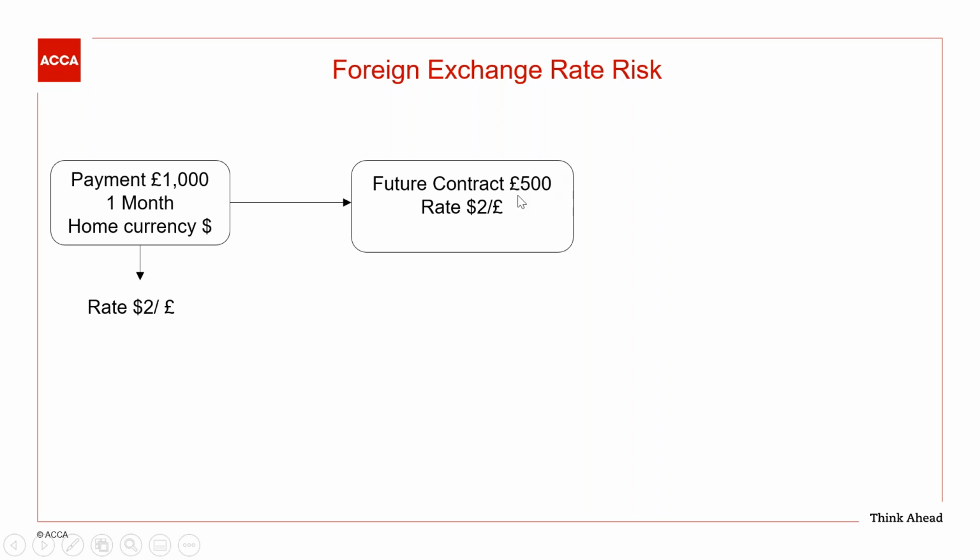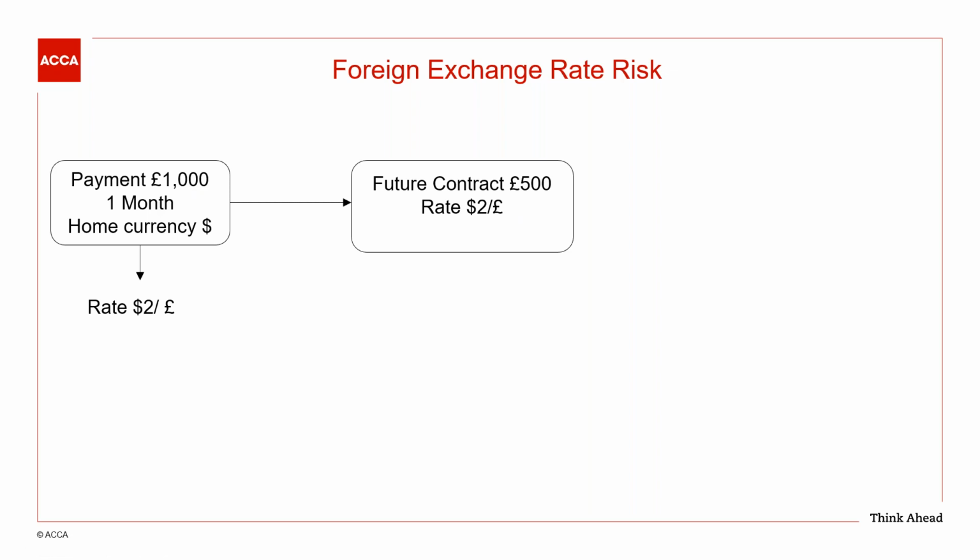So how many contracts will you need in this case? Who's going to tell me? Yes, we need 1,000 pounds sterling, and one contract has 500 pounds sterling. So we need to buy 2 futures contracts.